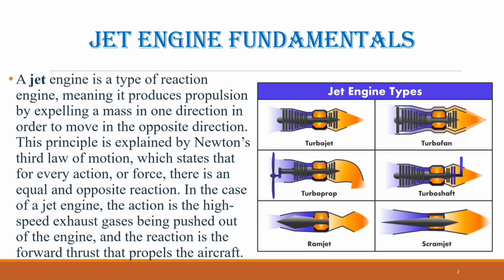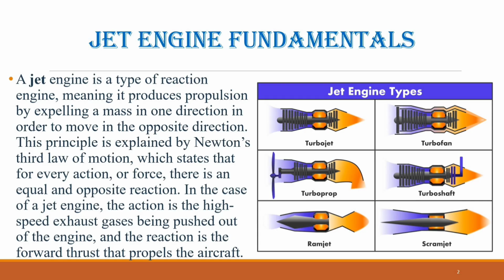The hot exhaust gases leaving the combustion chamber pass through one or more turbine stages. These turbines are connected to the compressor by a shaft, and as the gases flow over the turbine blades, they cause the turbines to rotate. This rotation provides the mechanical power needed to drive the compressor, allowing the engine to continue operating continuously.